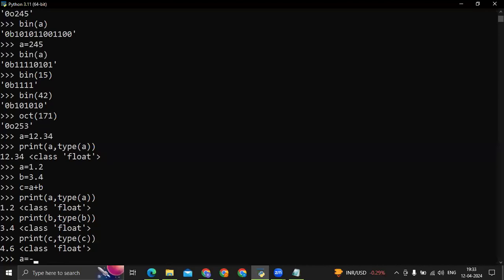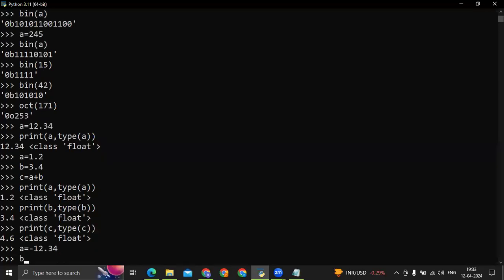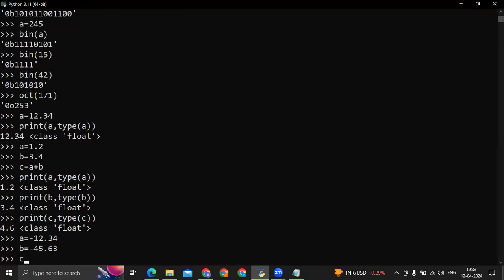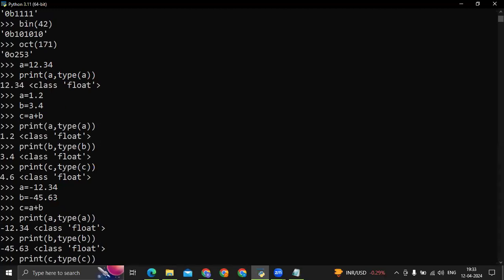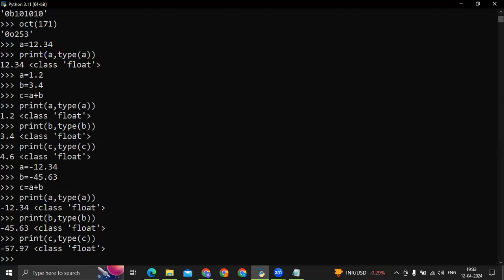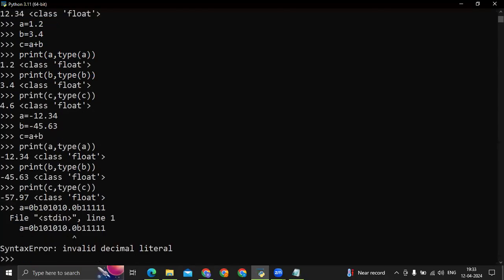All right, now let me show you A is equal to minus 12.34. Now B is equal to minus 45.63. Now C is equal to A plus B. Now print A, type of A, print B, type of B, and print C, type of C. Got the output? Now, the float data type does not support binary, octal, hexadecimal, and by default, it only supports the decimal number system. Let me show you A is equal to 0b101010.0b11111. Invalid decimal literal.